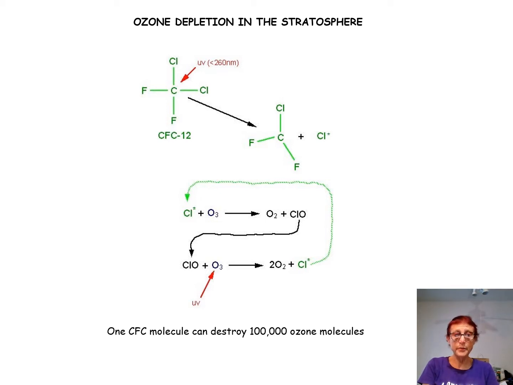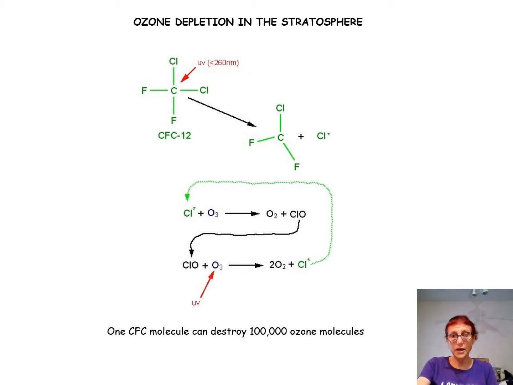That chlorine atom, chlorine free radical, can react with ozone to produce oxygen and chlorine monoxide. The chlorine monoxide can react with ozone to produce oxygen and the chlorine free radical. And the chlorine free radical can go back and begin destroying ozone molecules. So again, this process and one CFC molecule can destroy upwards of 100,000 ozone molecules.